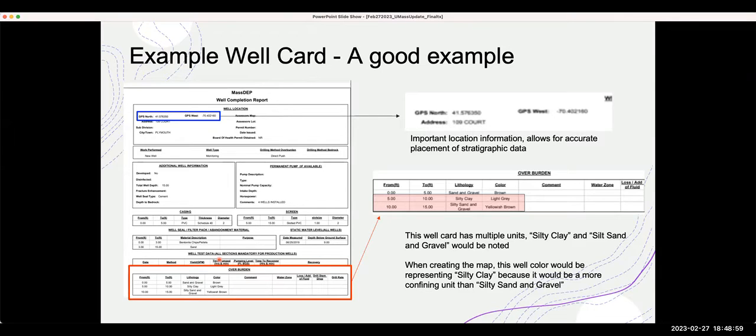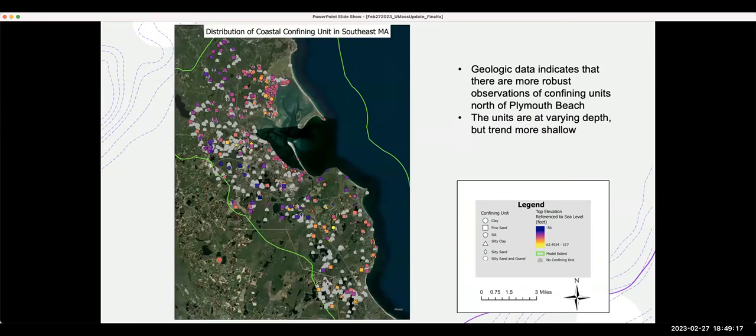So yeah, and the cool thing is I'm really excited about this because I think it's really going to help us improve the understanding of what's in the ground, in a way that hasn't been looked at before. So this is the map that I came up with based on all of the data from MassEP and the data that I had collected from the EEA well cards.